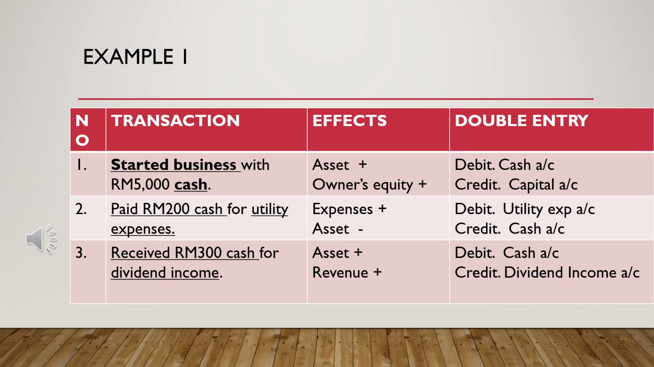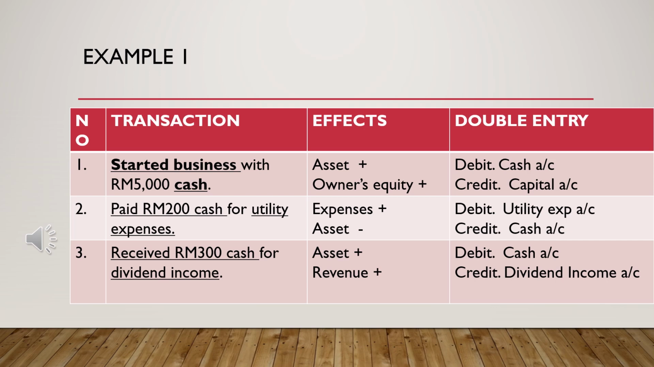Okay, now look at example 1. First transaction: started business with RM5,000 cash. The effect of the transaction is an increase in assets and an increase in owner equity. Increase in asset needs to be recorded at the debit side, so debit cash account. Increase in the owner equity needs to be recorded at the credit side. Therefore, we need to credit the capital account.